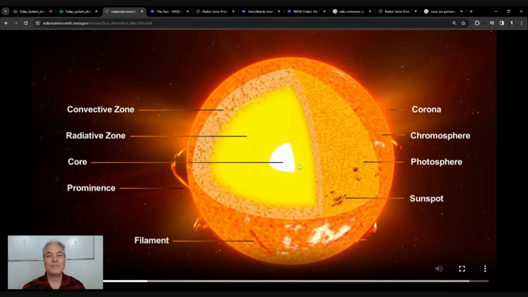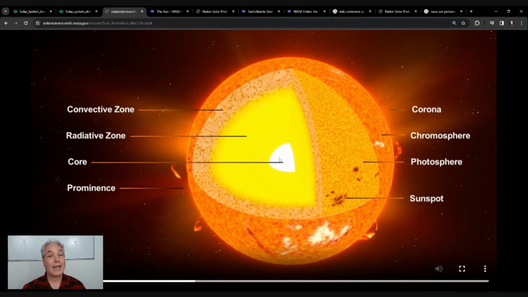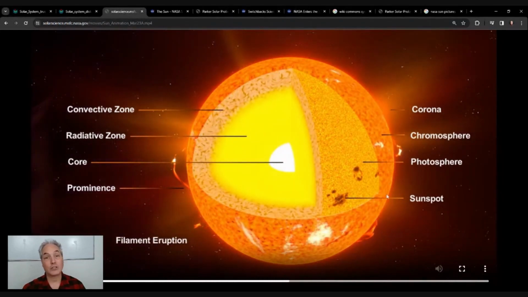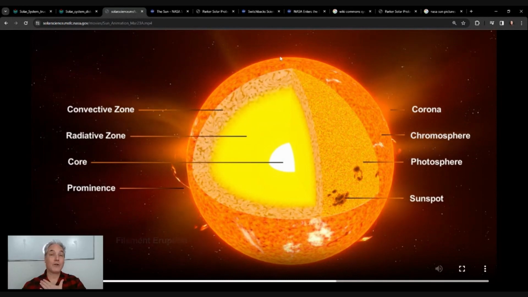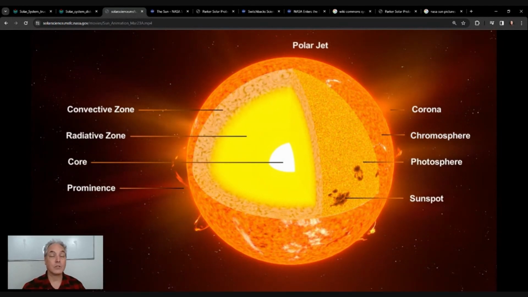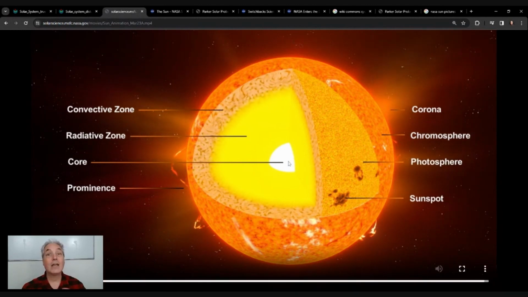So our sun is divided in three large parts. We have the core, we have here the radiative zone, and the convection zone. What we see from our planet is the convective zone. But don't forget that inside, a lot of things are happening. So first of all, we have the core here of the sun.